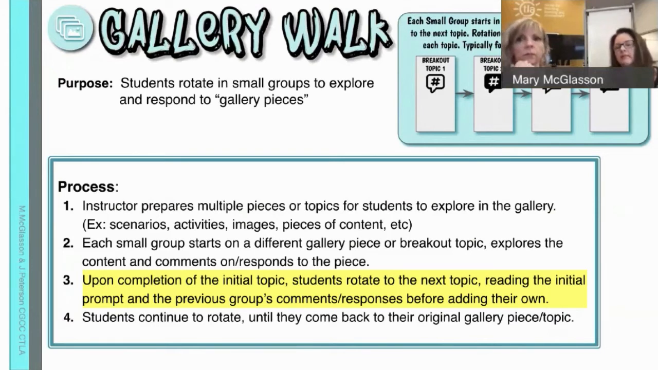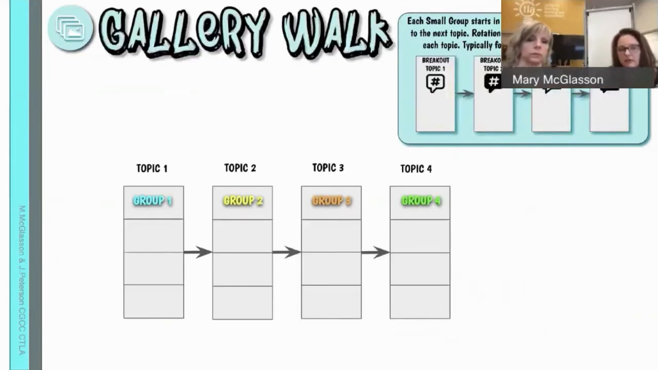The goal is to get back to your initial topic, the poster you started on, and you can see your initial reflection and how other groups have reflected and taken that in different ways. So in this one, Mary's just going to illustrate. She did a little illustration to show you, follow group 1.